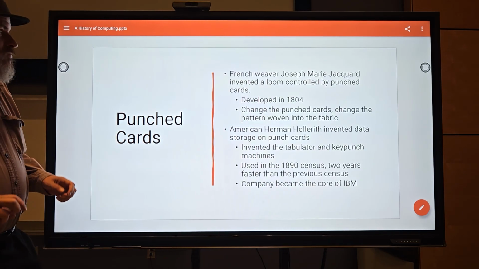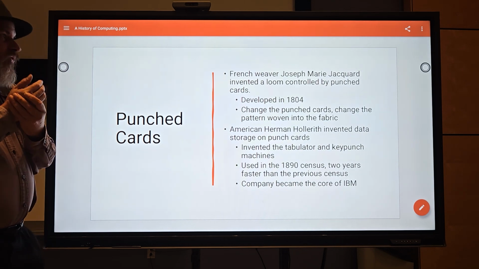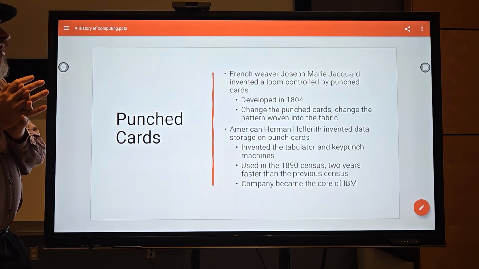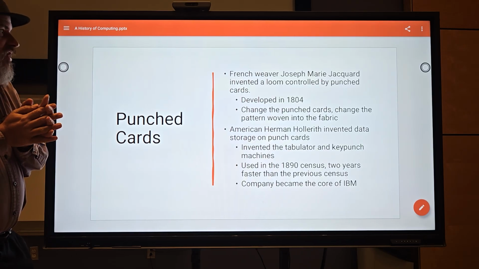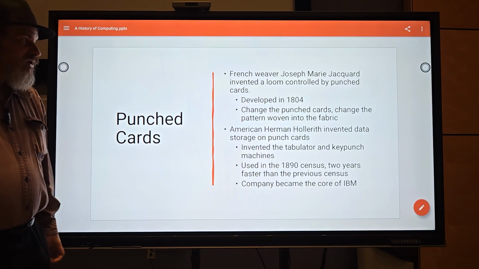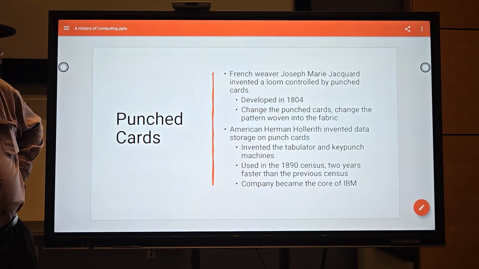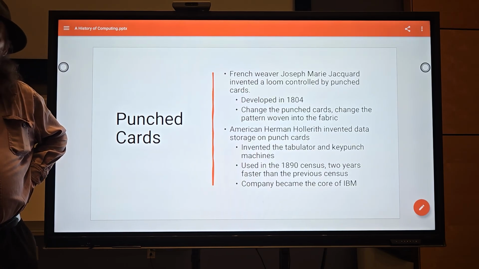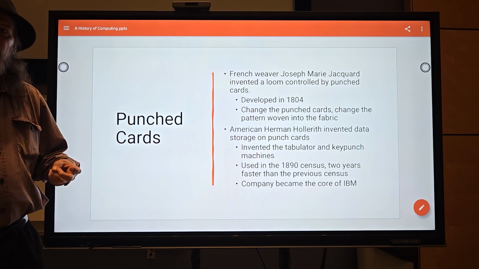Now, punched cards as a method of storage. French weaver Joseph Marie Jacquard invented a loom for weaving fabric that was controlled by punched cards. He developed it in 1804, and you could change the punch cards and change the pattern woven into the fabric without changing the mechanical makeup of the loom.